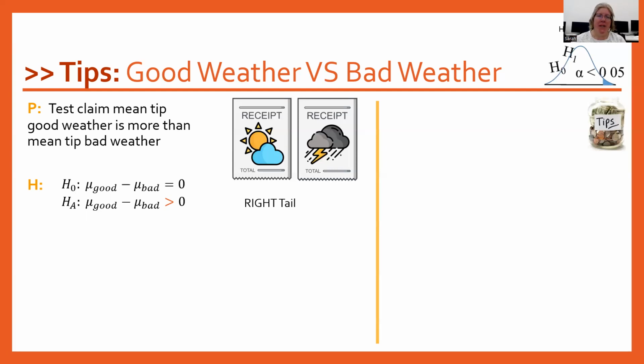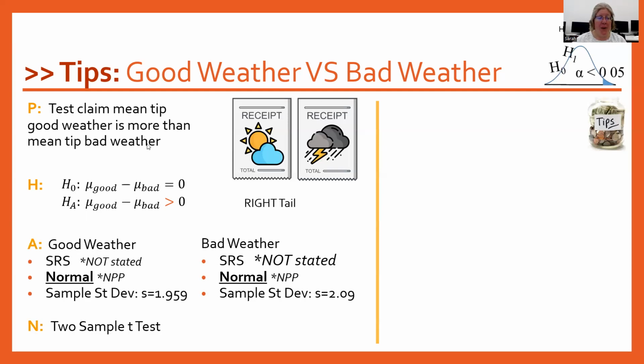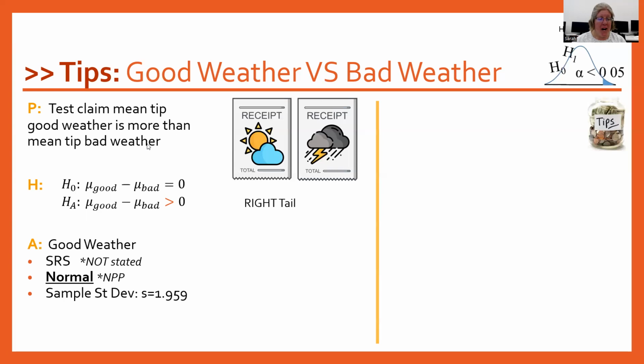The next part of PHANTOMS is our assumptions and conditions. These are going to be very, very similar to what we did in chapter 20 with the one mean t-test, except that you have to do this separately for each group. So you kind of have to do the assumptions and conditions twice. So we'll start with our good weather group. We don't know that we have a random sample, so I put not stated. We've already looked at the normal probability plot, and so we know it's normal. And then I calculated the standard deviation as 1.959. So there's our good weather group.